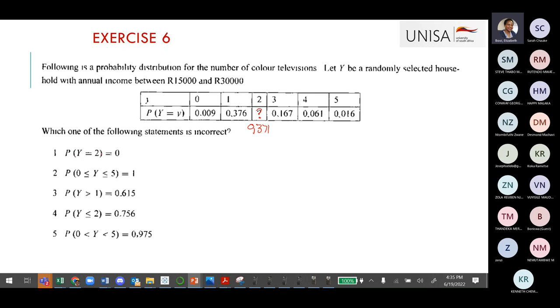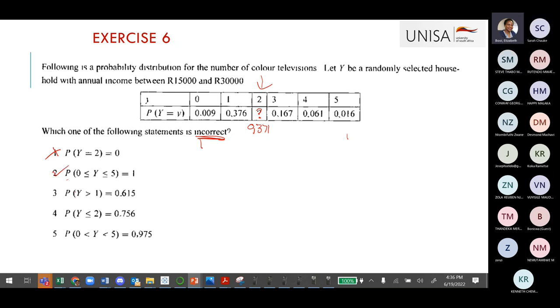So the probability that y is equal to 2, it means you were calculating that value. There it says it's equal to 0. No. And that's what you are looking for, but that is incorrect. The probability that it's between, this is inclusive. So when it says inclusive, remember to include 0 and 5. So it's all of them. What do we know? The sum of all probabilities should be equal to 1. So this one should be correct.